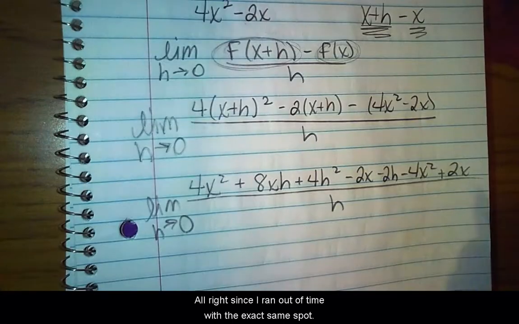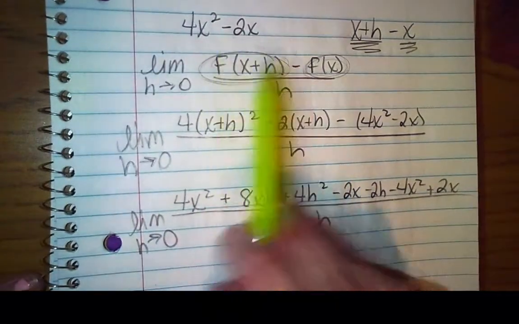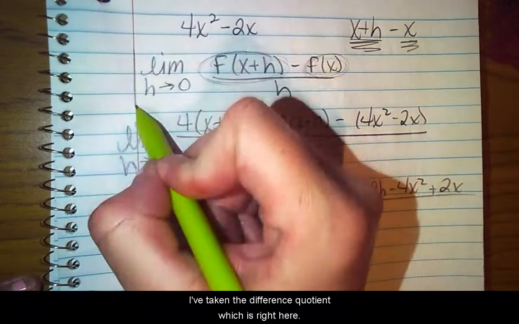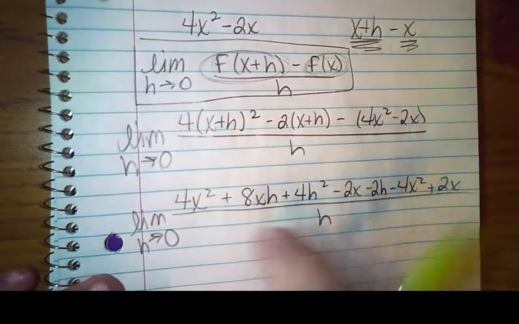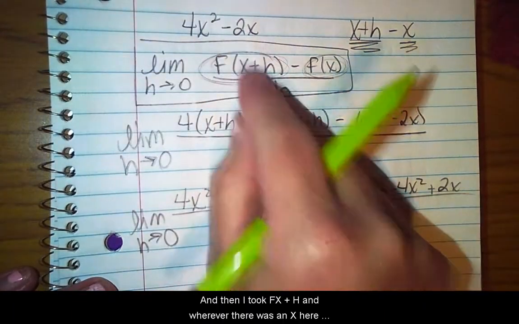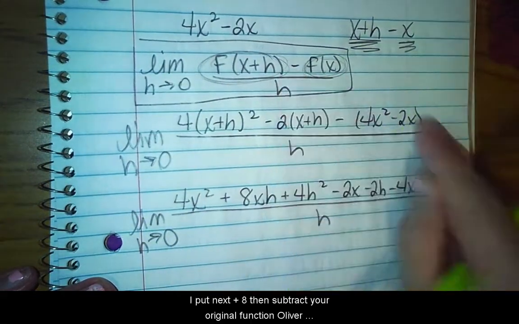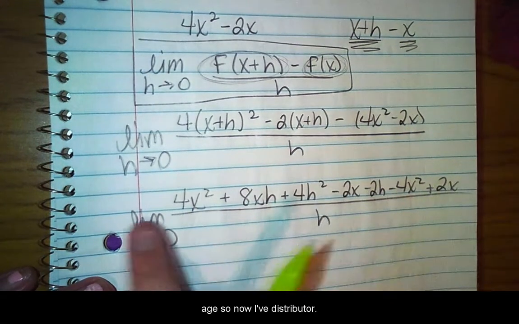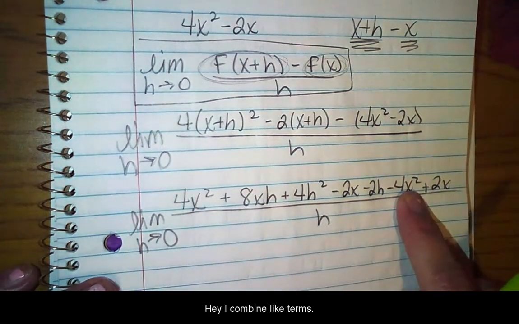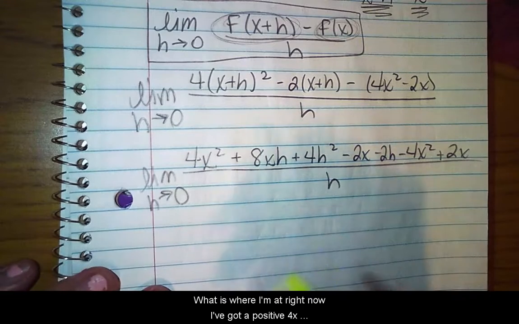All right, so since I ran out of time, we're at the exact same spot. I've taken the difference quotient, which is right here, and then I took f of x plus h, and wherever there was an x here, I put an x plus h. Then subtract your original function all over h. So now I've distributed, okay, and combine like terms. Well, actually, that's where I'm at right now.